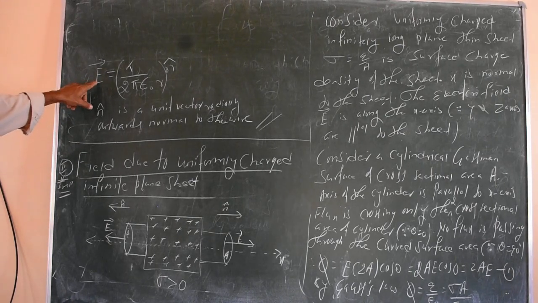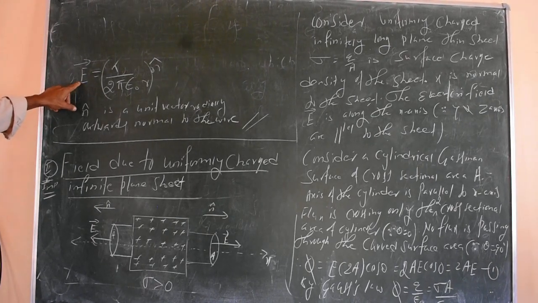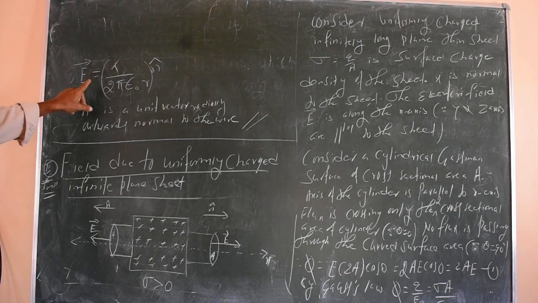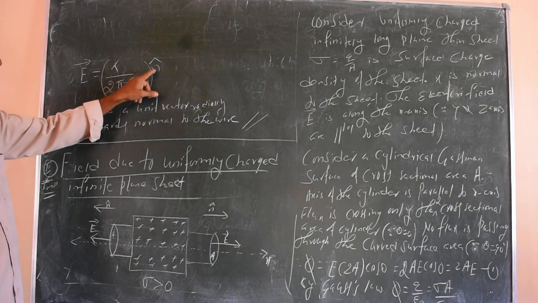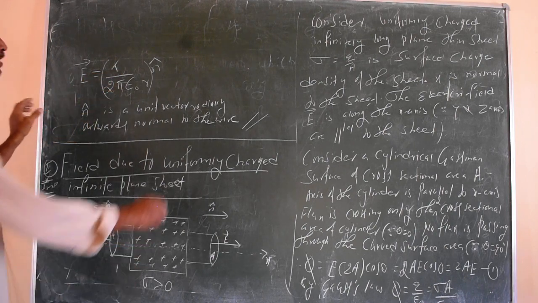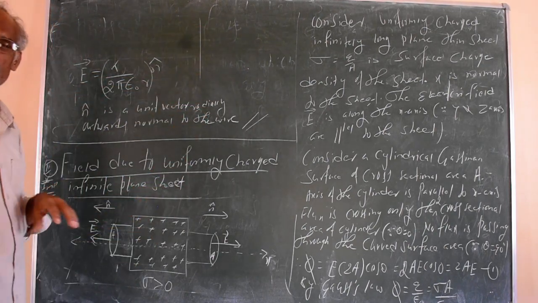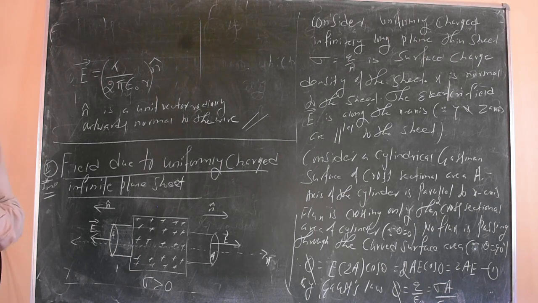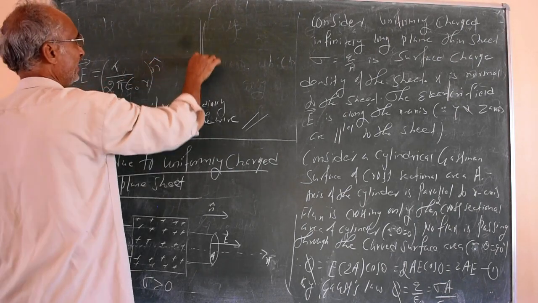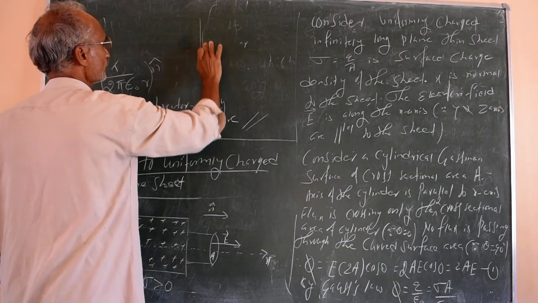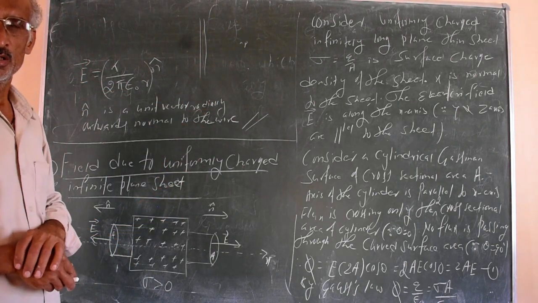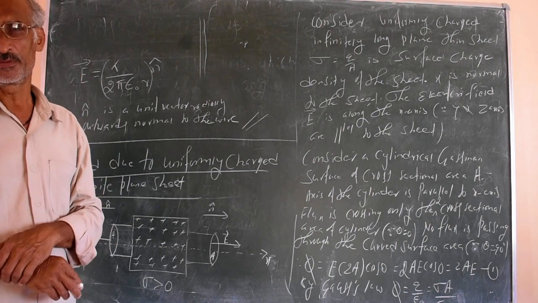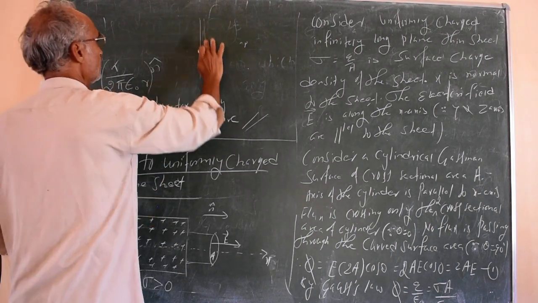At the end of the last period's derivation, we got E bar equals lambda by 2 pi epsilon r into n cap, where lambda is the linear charge density. This derivation is regarding the electric field at a point P, but by a charged body. For a field to exist, there must be a charge, by a charged body. What is the charged body?